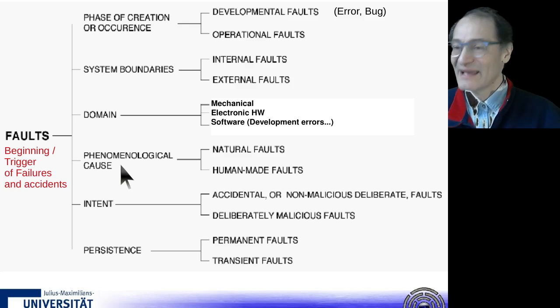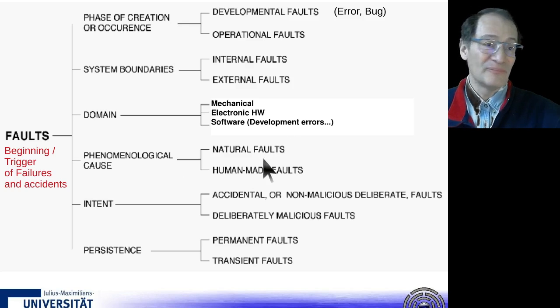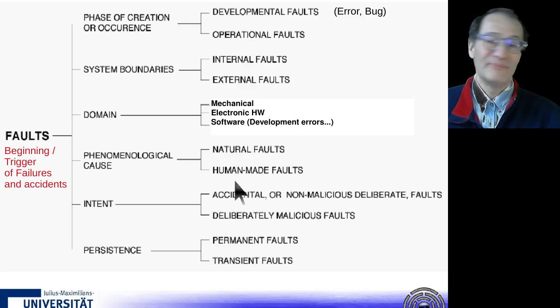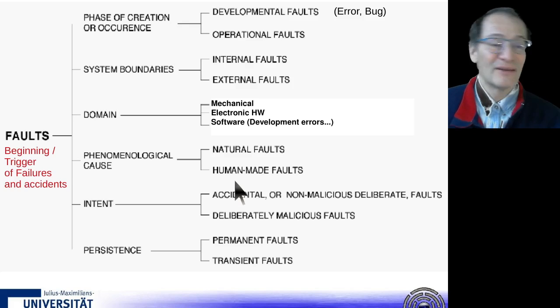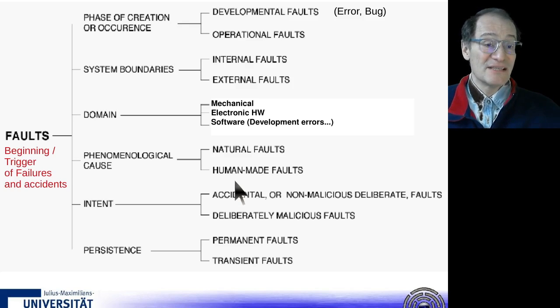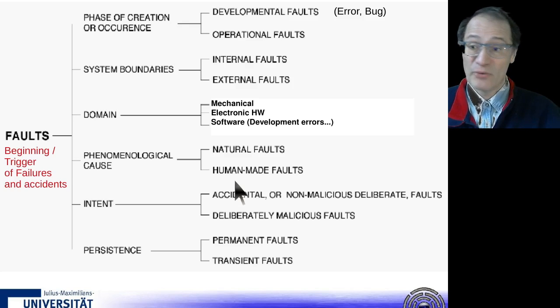Or another important thing, the phenomenological source, or cause, of the fault. It can be a natural fault, for example, lightning, or it can be a human-made fault. Someone with bad intentions, sabotage, or someone who is using the system in an inappropriate way.